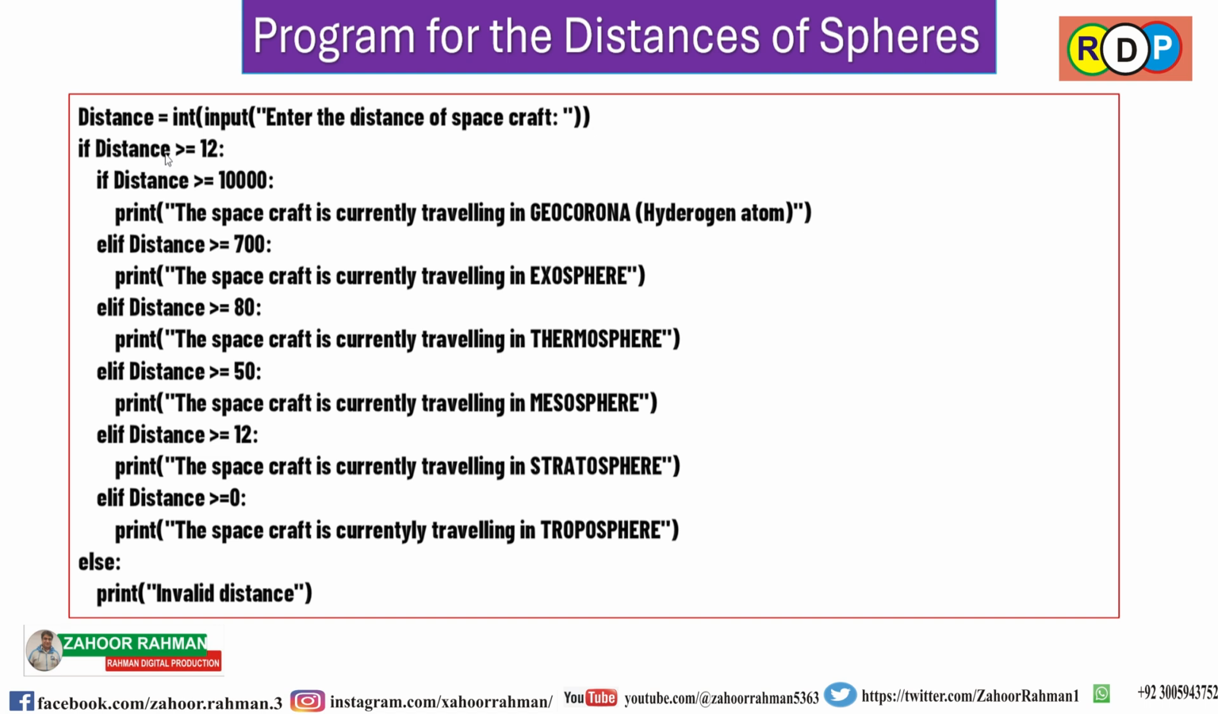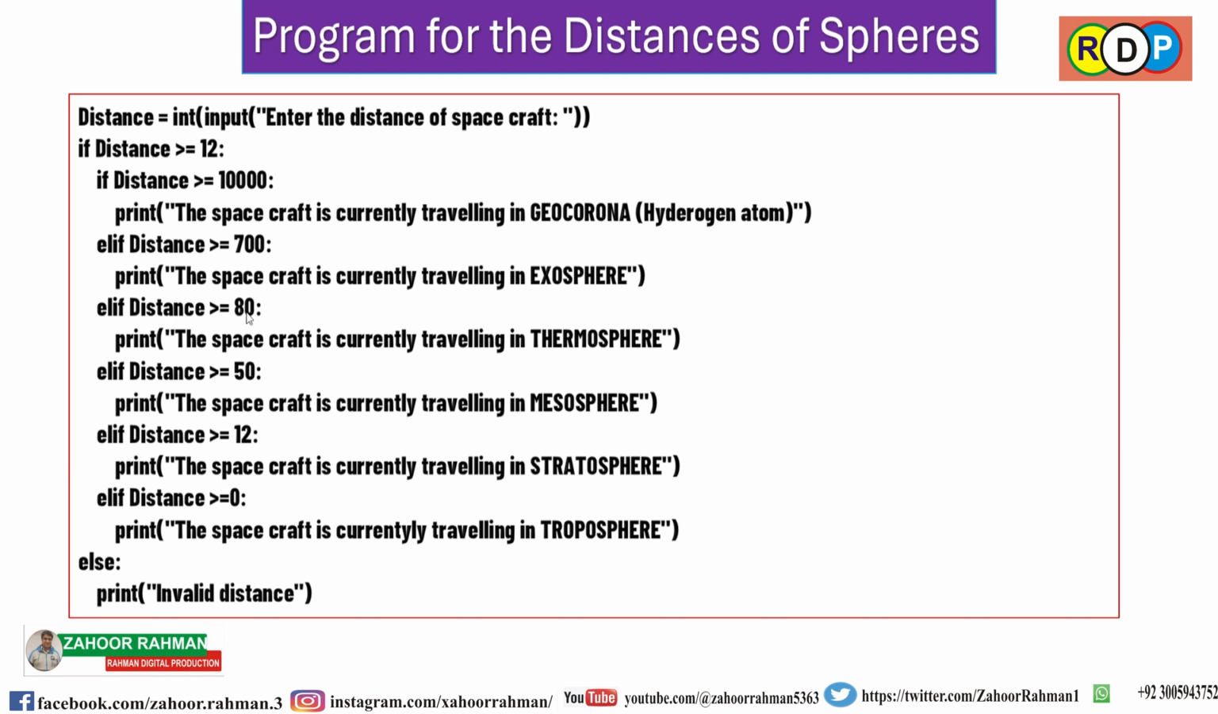So if this condition is true, then the second condition. Remember, to make it realistic, we are giving 1000 as the distance in the first. So the distance value is 1000. Now this will be checked. 1000 is greater than or equal to 12, true. So the next if statement will be discussed, and it will check that 1000 is not greater than 10,000. So it means it is false. This will not be executed and it will come to this. 1000 is greater than 700. Yes, it is. So this statement will be printed. The spacecraft is currently traveling in the exosphere.